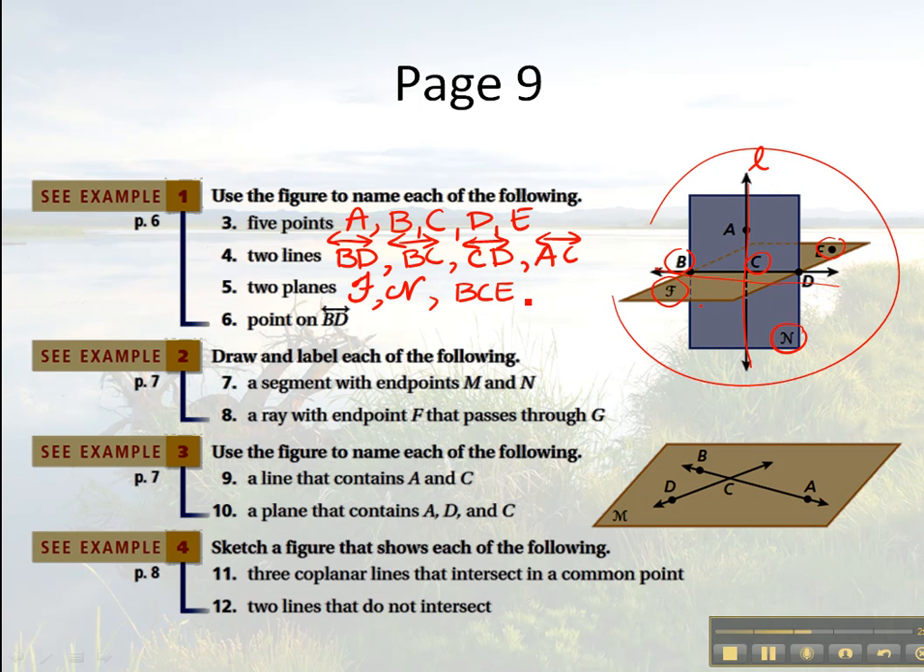I can't do it for the blue one. I could say A, C, D, and that would be this blue plane. Okay, so there's different ways to label them, and I would have accepted any of those ways.